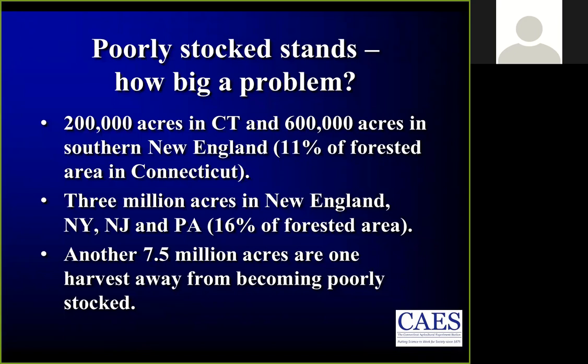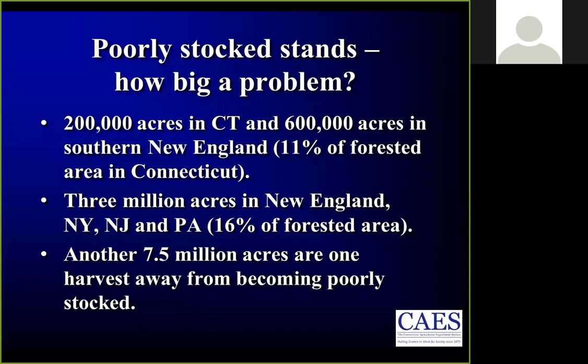And why am I blanking out on Tom's last name right now? He's with the Forest Service. In one of his papers, he took a look at it and found there's another 7.5 million acres that are one harvest away from becoming poorly stocked. So if we add all that together, that's 10 million acres, which are either poorly stocked now or at risk of becoming poorly stocked. If you add 16 and 32% together, that's 48%. So that's almost half the forest in the Northeast either poorly stocked or at risk of becoming poorly stocked.